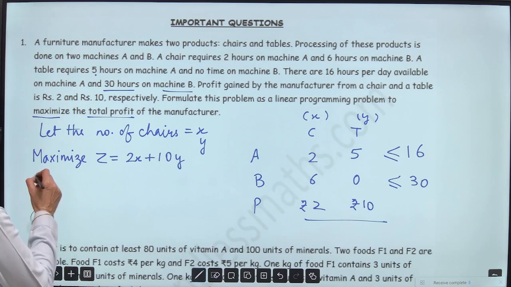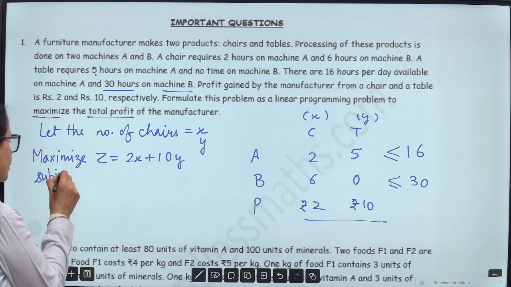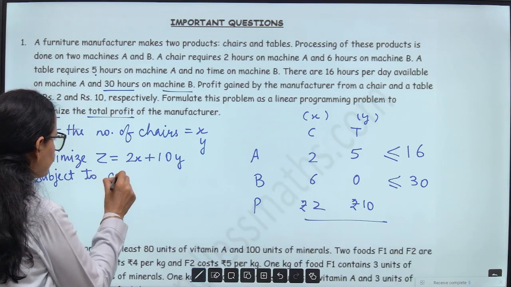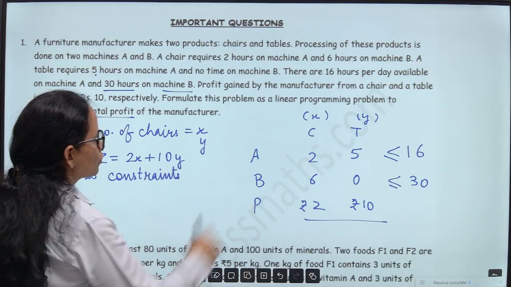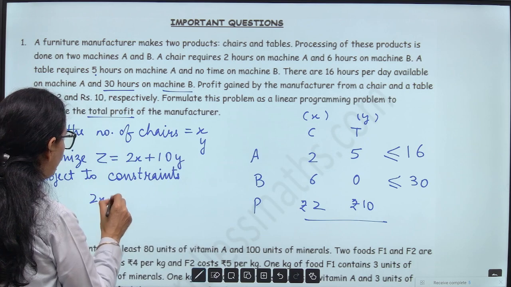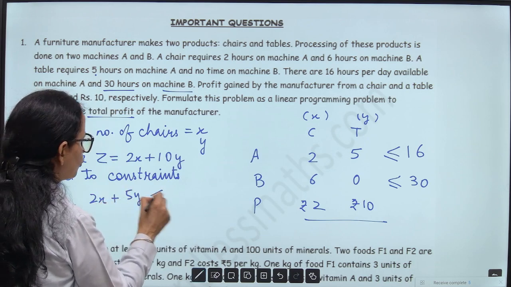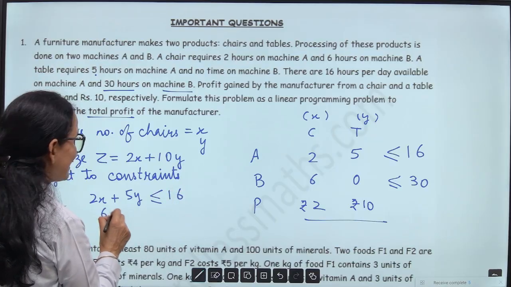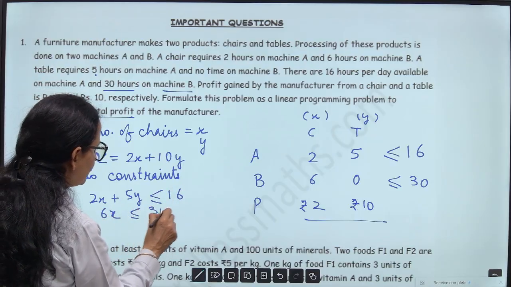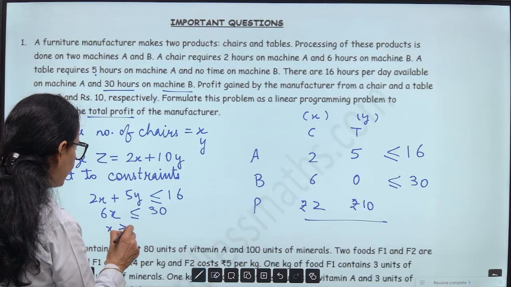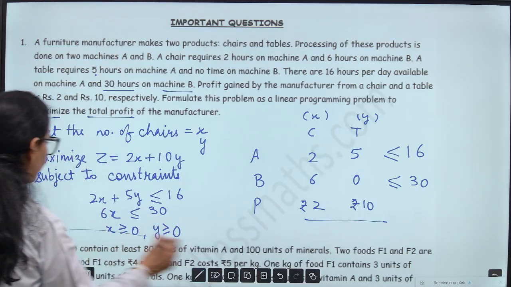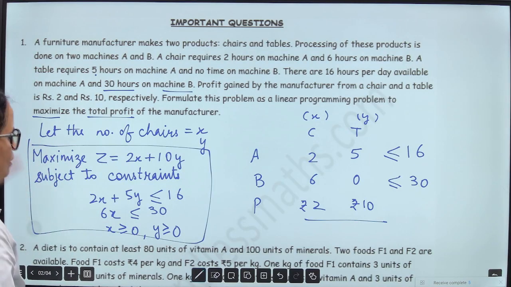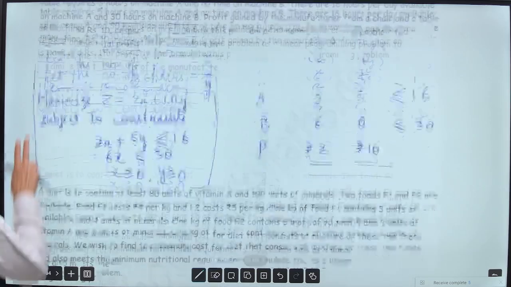What are the explicit constraints? Write this phrase: subject to constraints. So what are the constraints? 2x plus 5y should be less than or equal to 16, and then 6x should be less than or equal to 30, and the implicit constraints are x greater than or equal to 0 and y greater than or equal to 0. So this is your formulated linear programming problem for the scenario given in this question. Easy? Wonderful. So let's move to the second question.